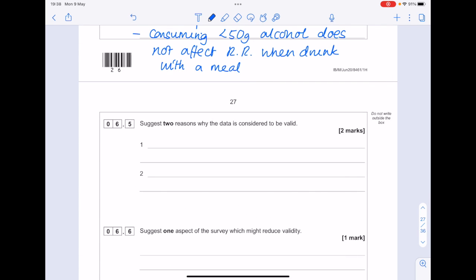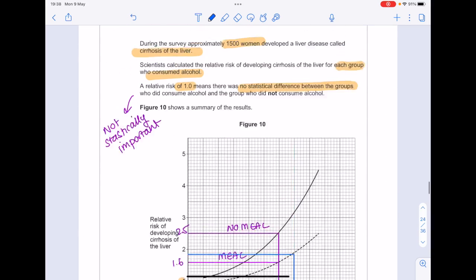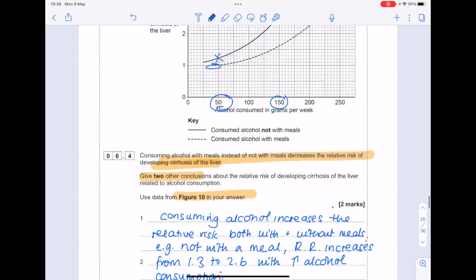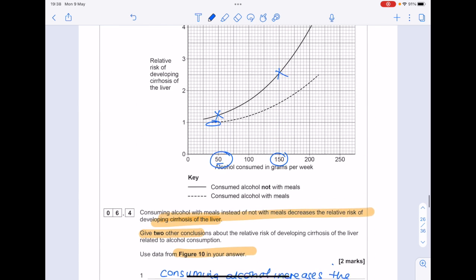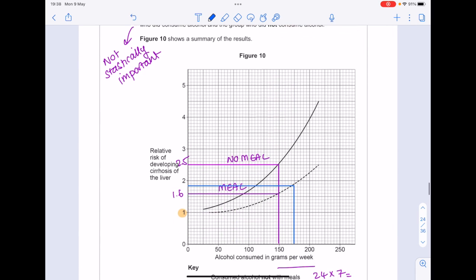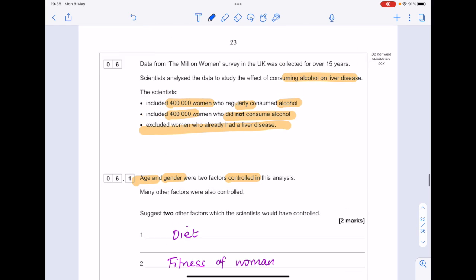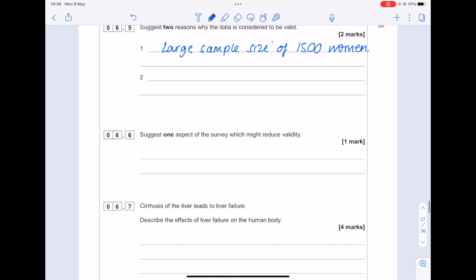Suggest 2 reasons why the data is considered valid. Well, validity is all to do with repeats and how many people you've sampled. We were told we had a really large sample size higher up. 1,500 women, yeah. So firstly, the validity is great because we've got a large sample size of 1,500 women. What else can we say about it? Well, again, much higher up, they ran this experiment over, let's have a look, 15 years. Which is amazing, really, as far as scientific studies go.